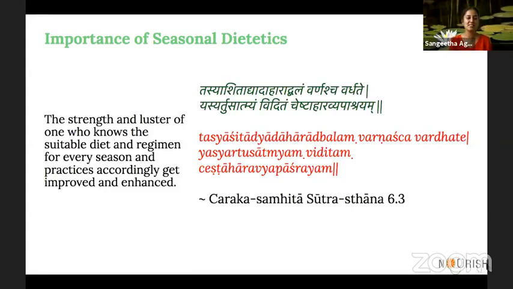If you can appreciate the choice of words, it's not stating that we are able to prevent diseases. It's taking it to another level. It's saying that we're able to enhance strength and we're able to obtain luster, right? So what more can we wish for, right?